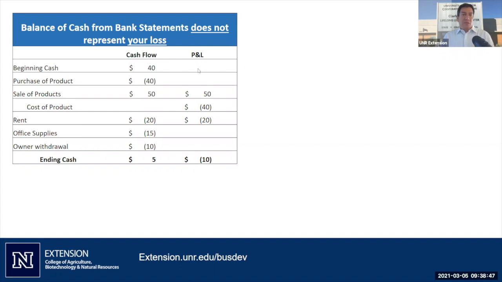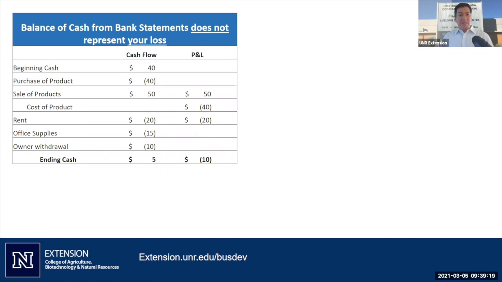Beginning cash is not a profit. It doesn't come in. Sales. Purchase of goods. This is the 40 from here. Rent. The office supplies should also be right here, 15. But at the end, we have to come up with a negative 10.